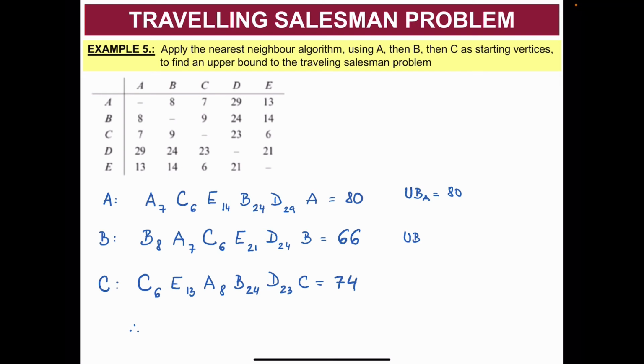The upper bound if I started at B is 66. And the upper bound if I started at C is 74. And obviously the upper bound that is the lowest is the best. So in this case, the upper bound is 66 because the smaller is the better.